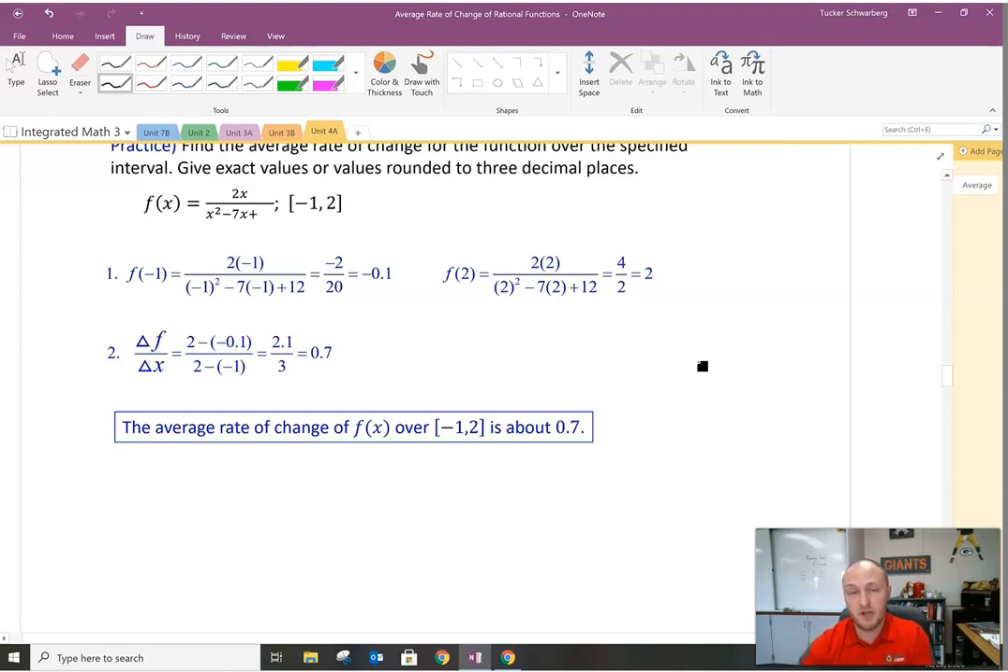Step 2, you need to plug those values in. So 2 minus -0.1, you add them, and we get 2.1, and then in our denominator, we get 2 minus a -1. Again, you add, 2 negatives make a positive. So 2 plus 1 is 3. We divide, and we get 0.7. So the average rate of change over that interval is about 0.7.